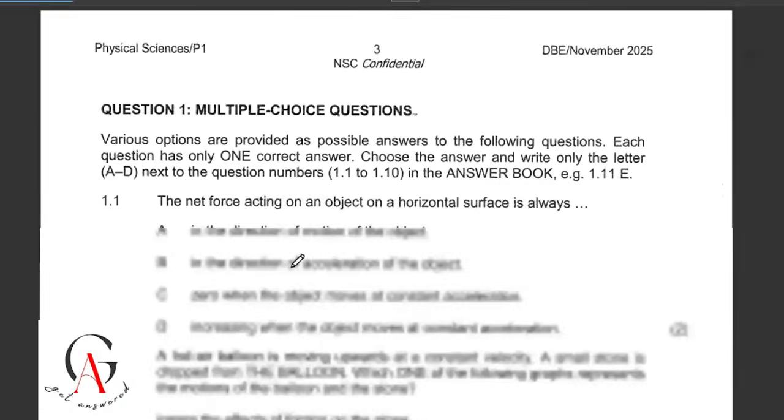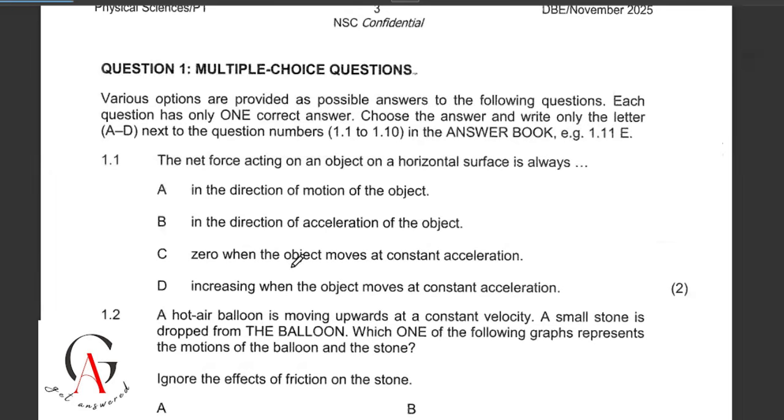All right, so question number 1. They're telling us that we have various options that have been given, and we have to choose the correct option that favors what the question is. Okay, question number 1.1. They're telling us that the net force acting on an object on a horizontal surface is always in the direction of motion of the object.